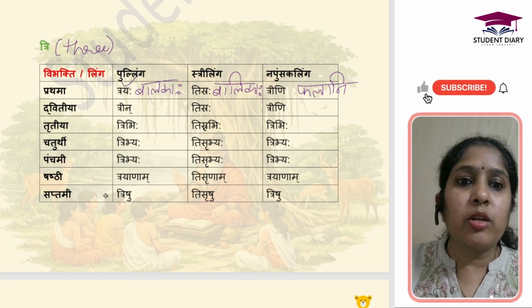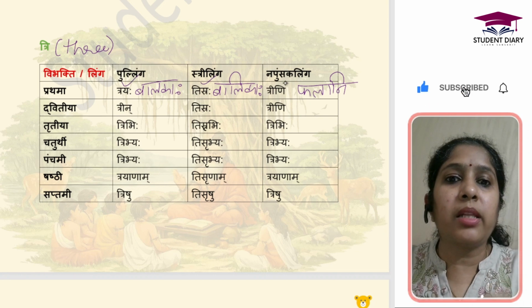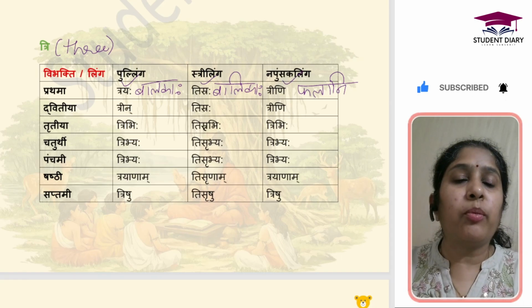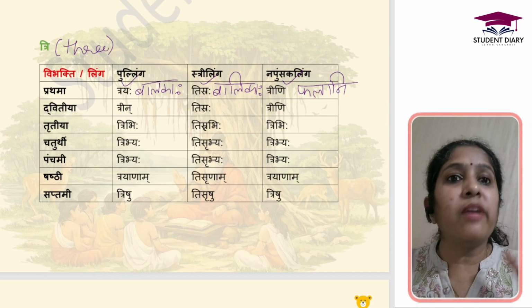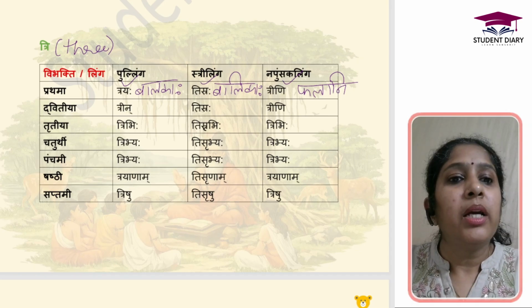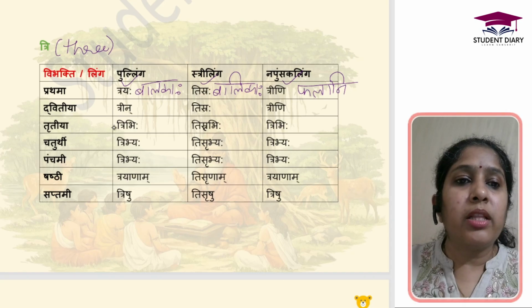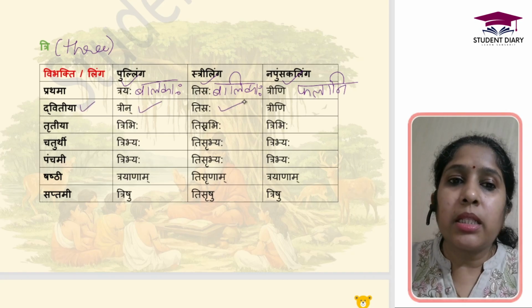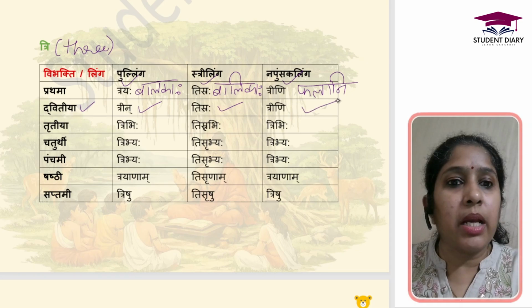All meaning, Trayaha meaning is also 3, Tisraha meaning is also 3, and Trini meaning is also 3, but they are used differently for Pulling, Striling and Napunsakling. The form is different based upon the gender. Okay, so in Dvitya Vibhakti, how it goes? In Pulling it is Treen, in Striling it is Tisraha, and in Napunsakling it is Trini.